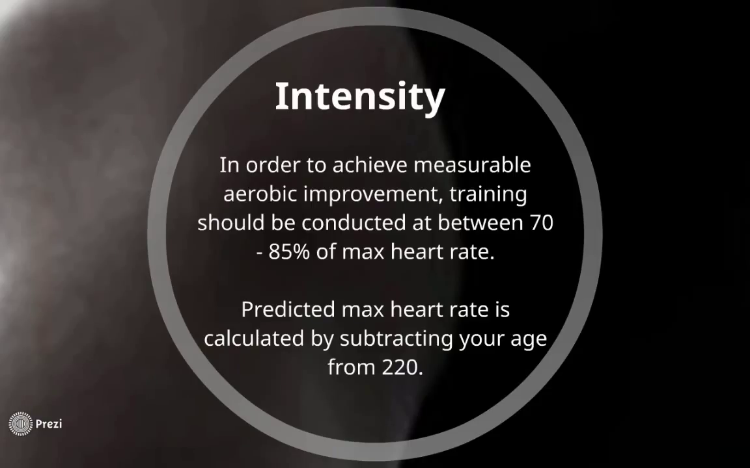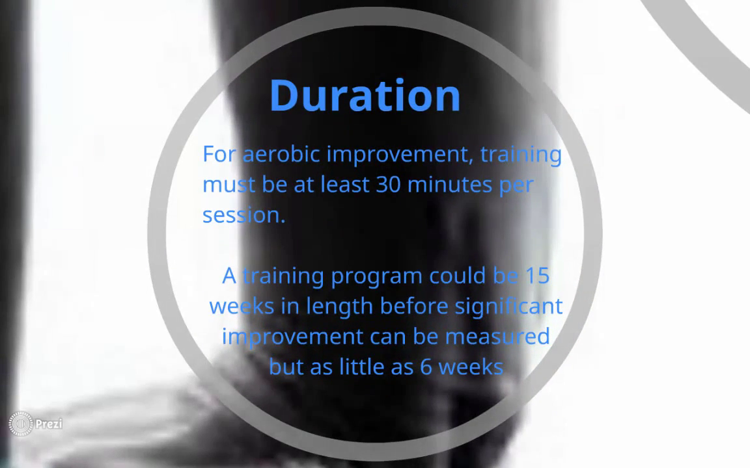To achieve measurable improvement, training should be conducted at between 70 and 85% of max heart rate. Predicted max heart rate is calculated by subtracting your age from 220, and then you can work out your average heart rate during training from that. Duration: we need to train for at least 30 minutes per session in order to achieve that improvement. And a training program could be 15 weeks in length before significant improvement can be measured, or it could be as little as 6 weeks. It's more likely to be at the longer end of that range.